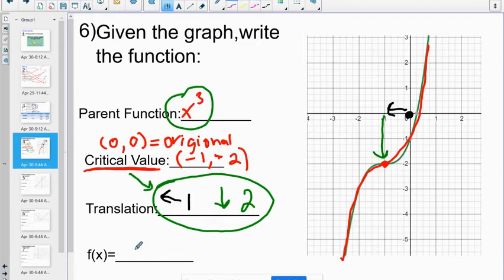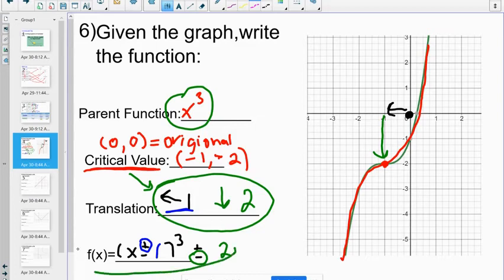So we have x, something, cubed, and then plus or minus something. Now we can fill this in. Well, we go left 1, so that means it's +1. We're going down 2 means -2. So that would be the equation of this new graph here. We'll do some more practice with it.